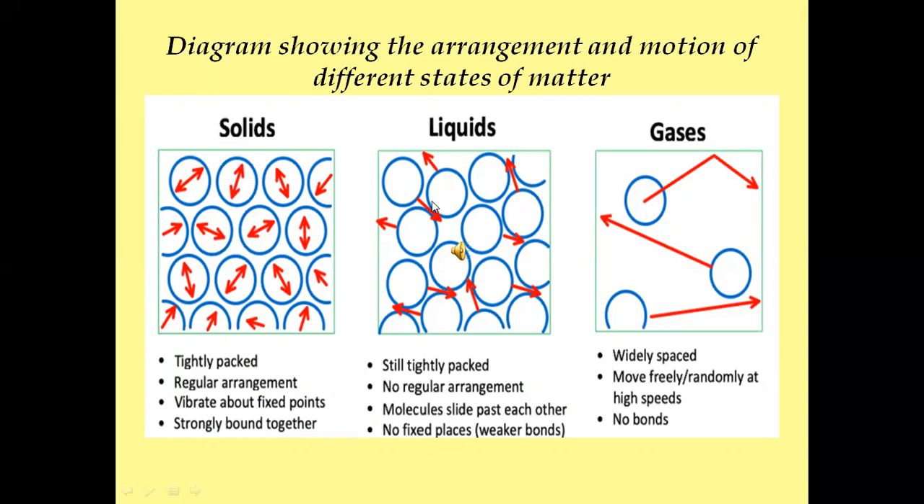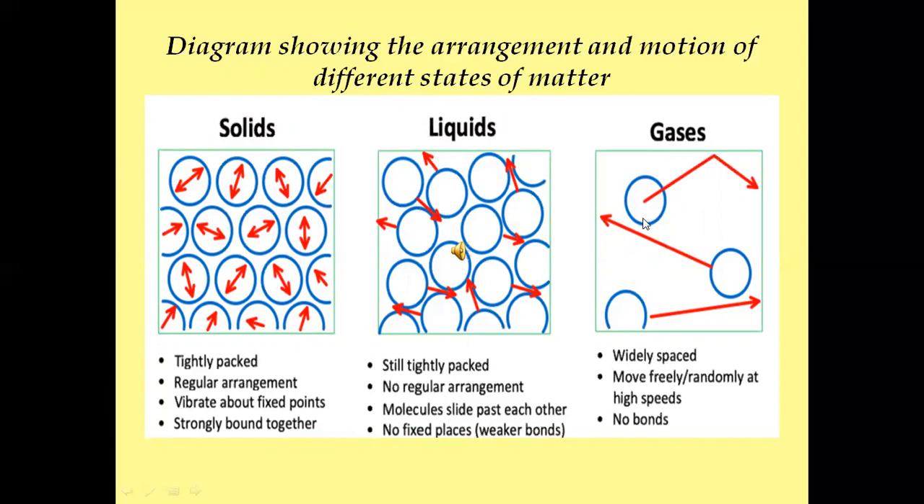Look at the molecules of liquids. They are also tightly packed. They don't have a regular arrangement. The molecules of liquids can pass over each other. They don't have a fixed position. They can move within the same container. See these arrows of liquids that represent the motion of liquid particles or molecules.